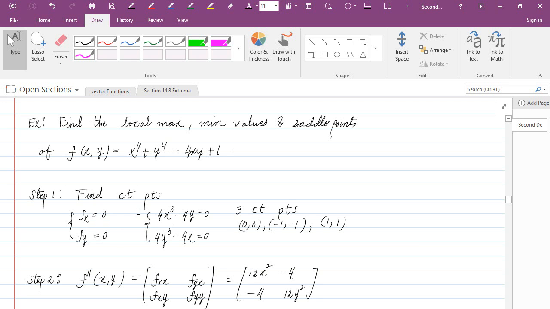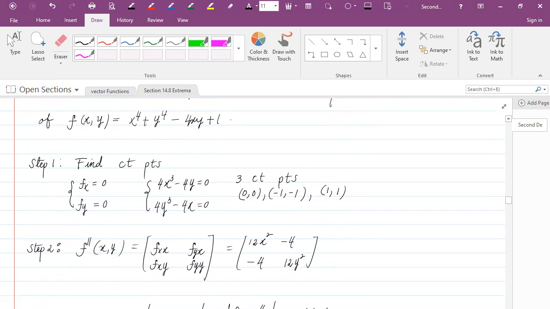To find the critical points, we simultaneously solve these two equations, that fx is 0 and fy is 0. Now fx here would be 4x cubed minus 4y, and fy would be 4y cubed minus 4x. Previously, like I said, in an example, we solved this system of equations and we got three critical points: (0, 0), (-1, -1), and (1, 1). So we have three critical points, and now we apply the second derivative test to each of these critical points and see if we have a local max or a local min or neither at each one of them.